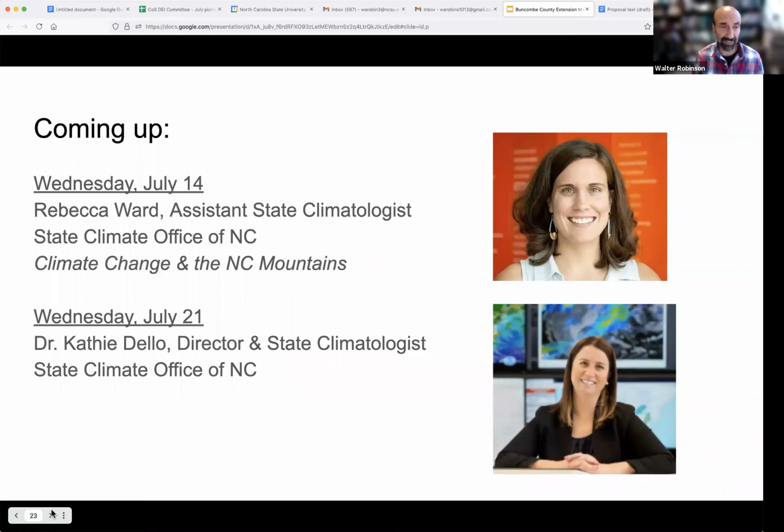Finally, these are the next two talks. I know both of these people and they're great, so they'll be good talks. Rebecca Ward is Assistant State Climatologist from the State Climate Office. She's going to talk about climate change in North Carolina mountains. And I think she'll talk a lot about the nuts and bolts of what determines our climate in North Carolina, particularly in your part of the state.